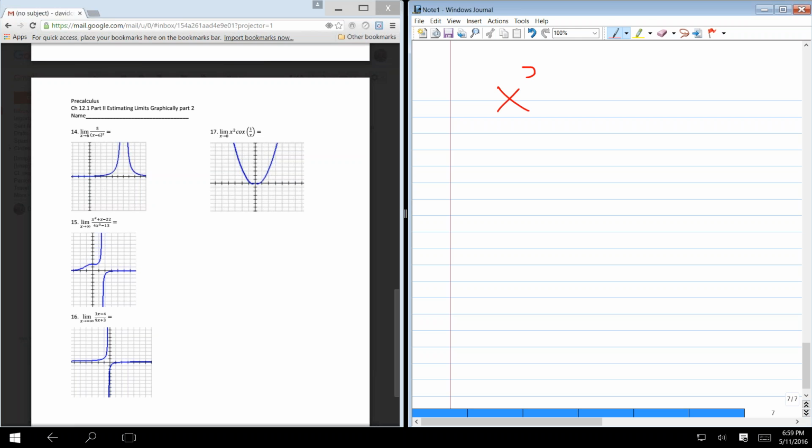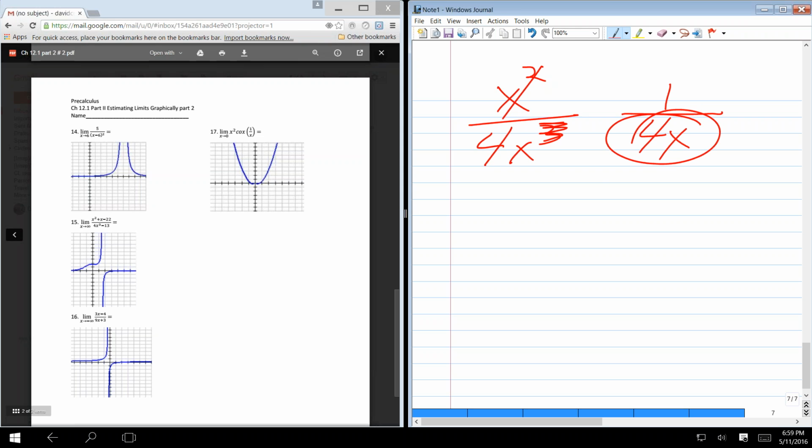If I have x squared over 4x cubed, notice the x squareds go away and I end up with 1 over 4x. Well, as x goes to infinity, again, I've got 1 over infinity. That's going to 0. I can look at it algebraically. They want you to look at it graphically, but you can also always make algebraic sense of it.